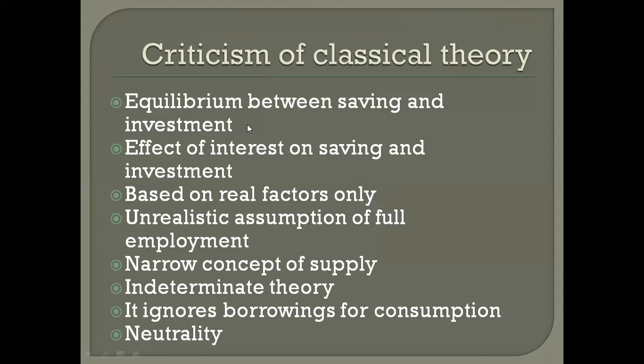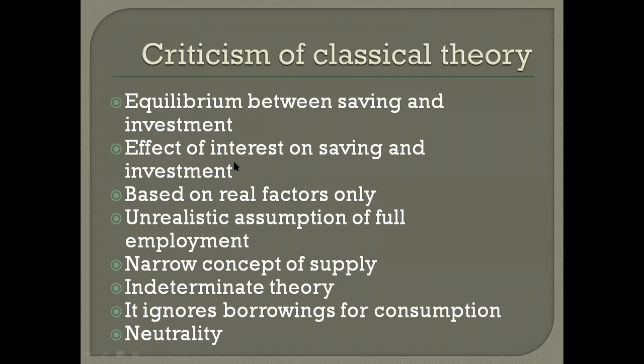First point is equilibrium between saving and investment. According to the classical interest theory, equilibrium between saving and investment is brought about by change in the rate of interest. But according to Keynes, it need not do so. Keynes maintained the equality between saving and investment by the change in income, not by the change in rate of interest. He said that if your income increases, automatically your saving increases, not depending upon rate of interest.